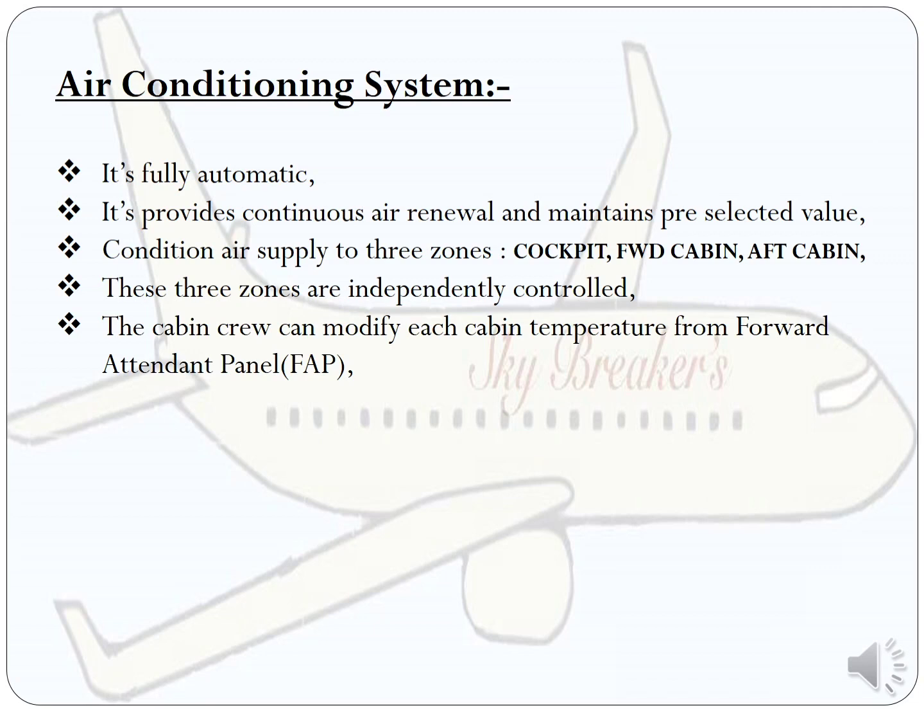Next is conditioned air supply to the three zones, that is cockpit, forward cabin and aft cabin. There is one system but it provides air in three different locations. These three zones are independently controlled. And next, the cabin crew can modify each cabin temperature from the forward attendant panel, plus or minus 2.5 degrees.